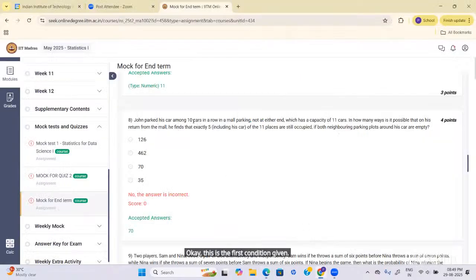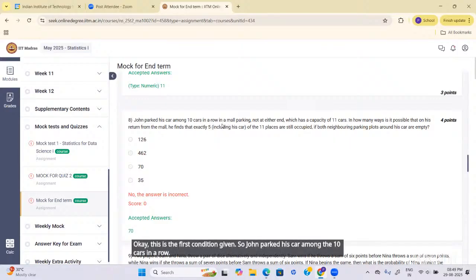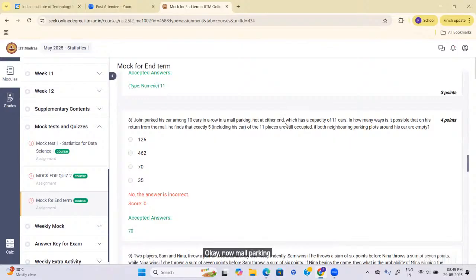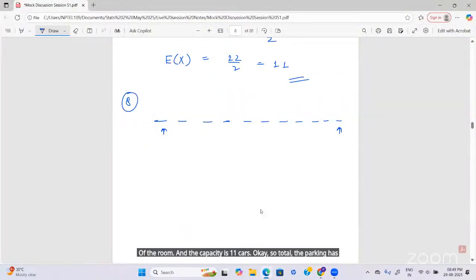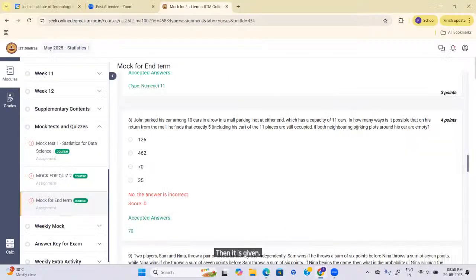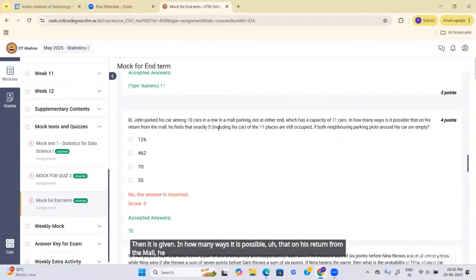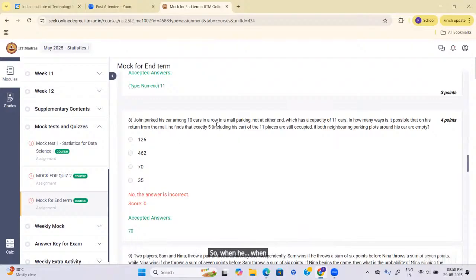So John parked his car among the 10 cars in a row, in a mall parking, and not at either end. So he's not parking his car at the ends of the row. The parking has a capacity of 11 cars, and John cannot park at either end. Then it is given, in how many ways is it possible that on his return from the mall, he finds that exactly 5 cars are there in the parking, and out of the 5, 1 car belongs to him.